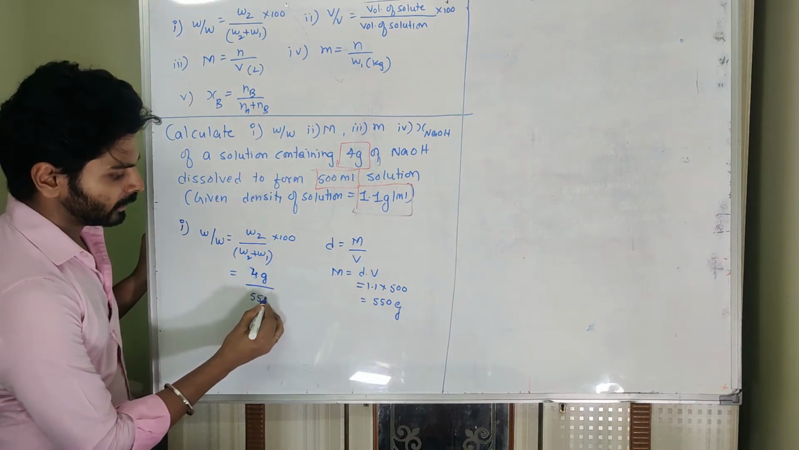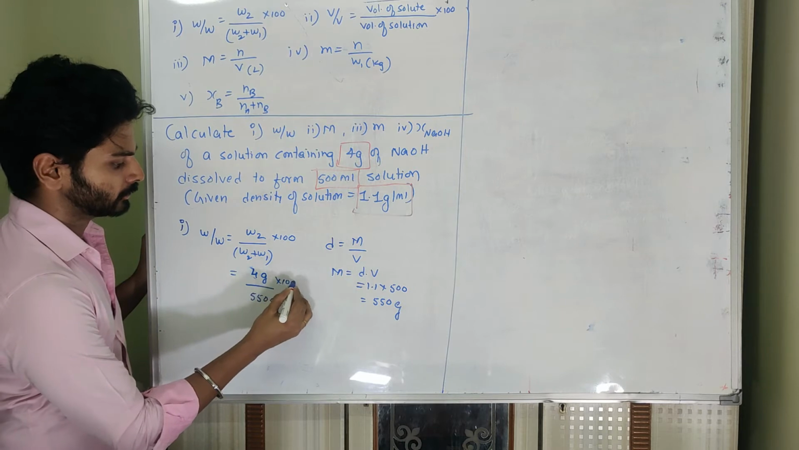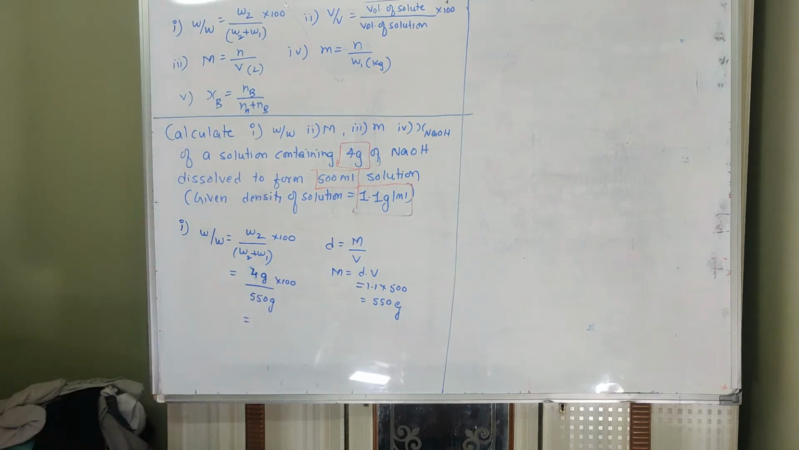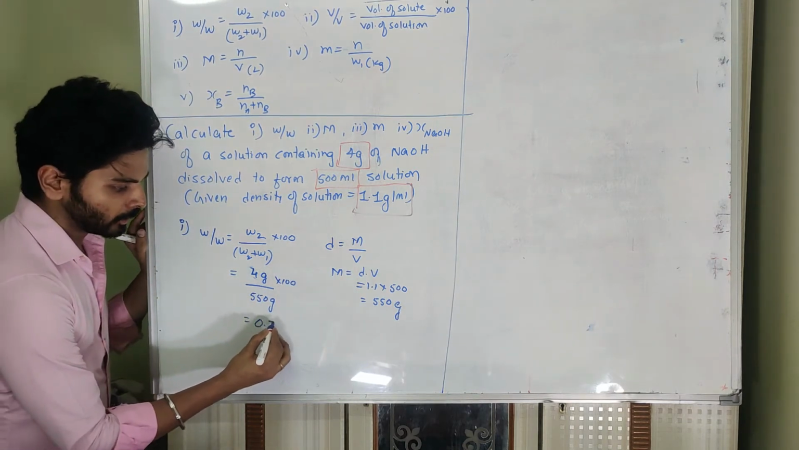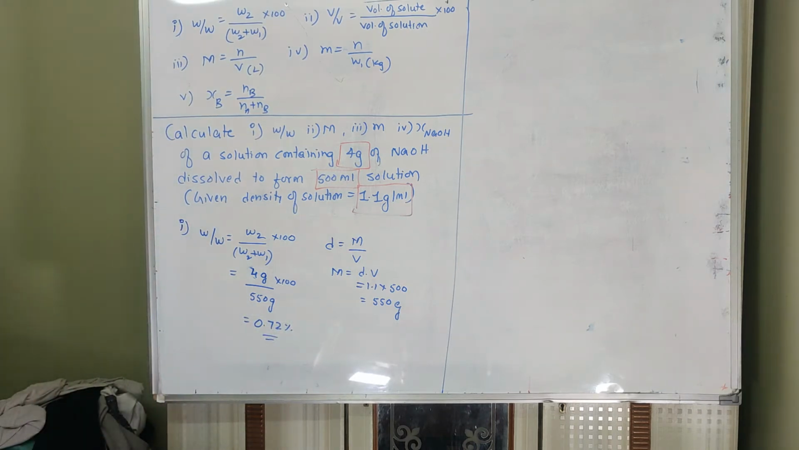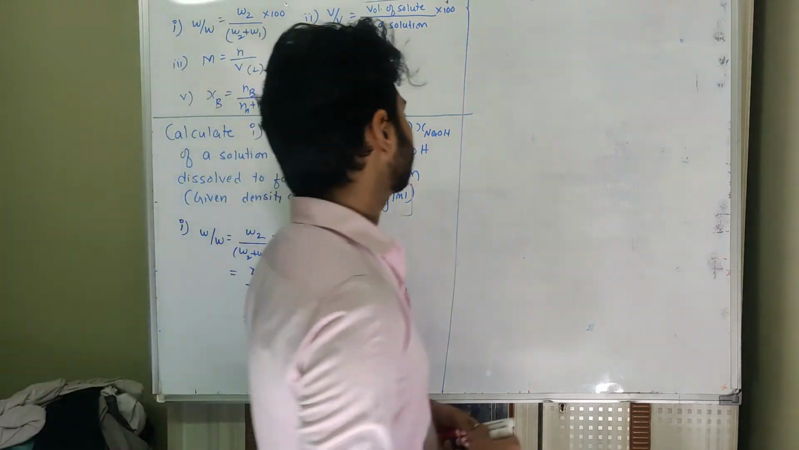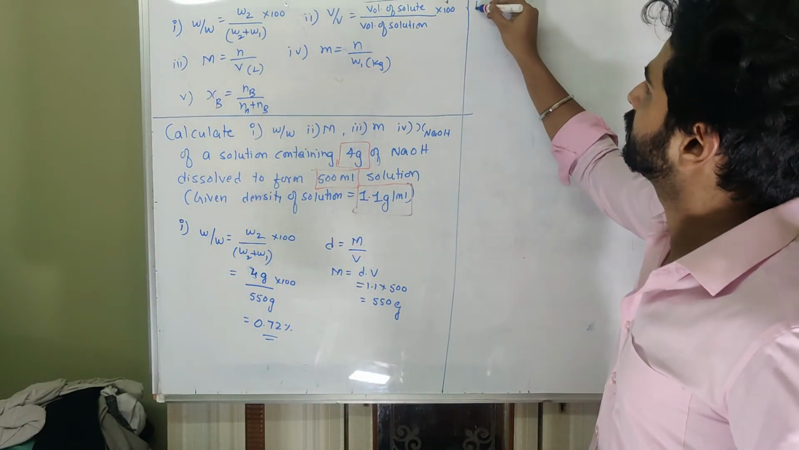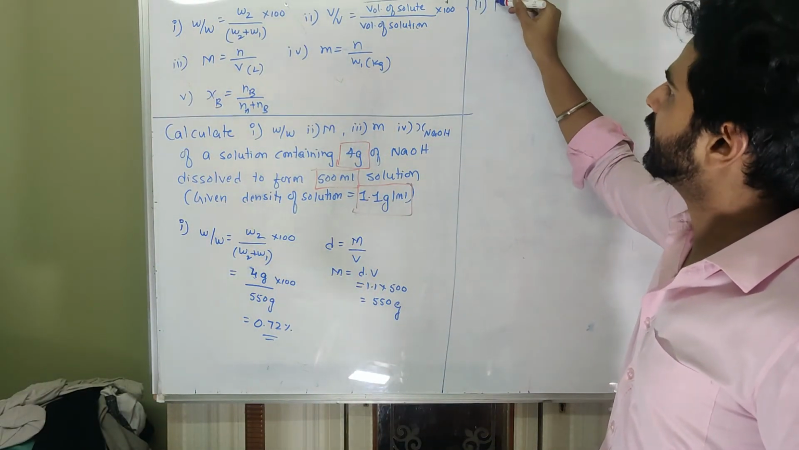So 550 gram into 100. Once you calculate, you will get the answer as 0.72%. So this is the percentage by mass value. Now second one is molarity asked.